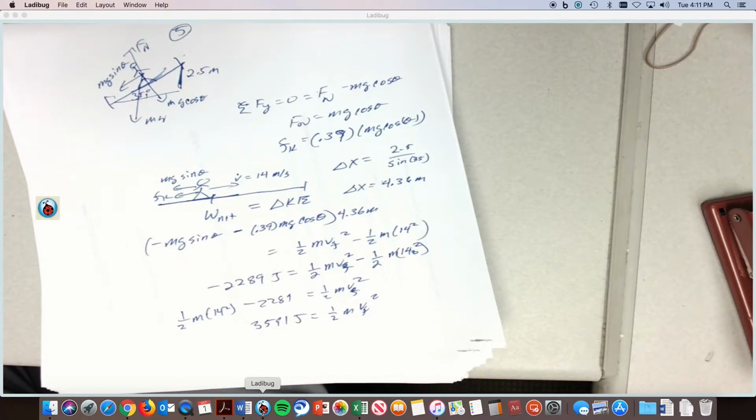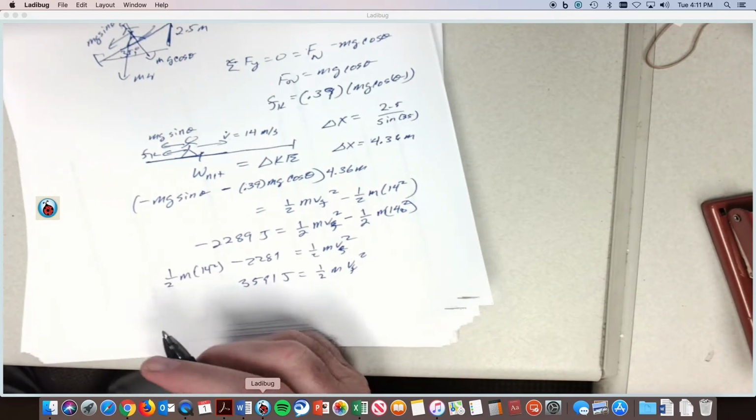Times 2 divided by 60. Take the square root. That's an answer that looks like it's going to make sense. 10.9 meters per second.